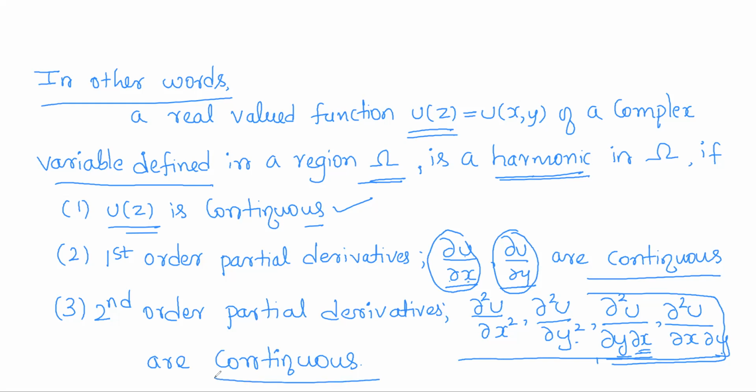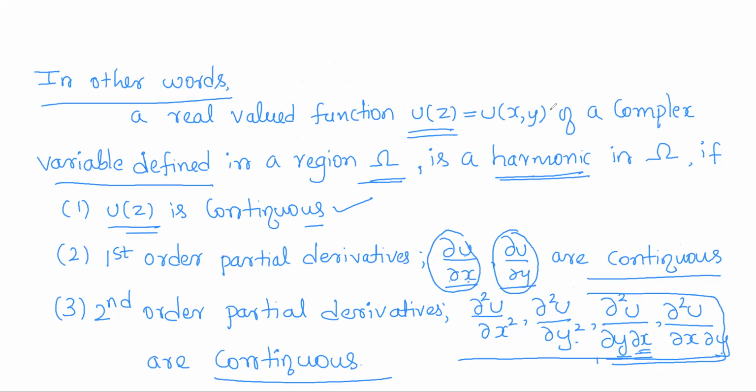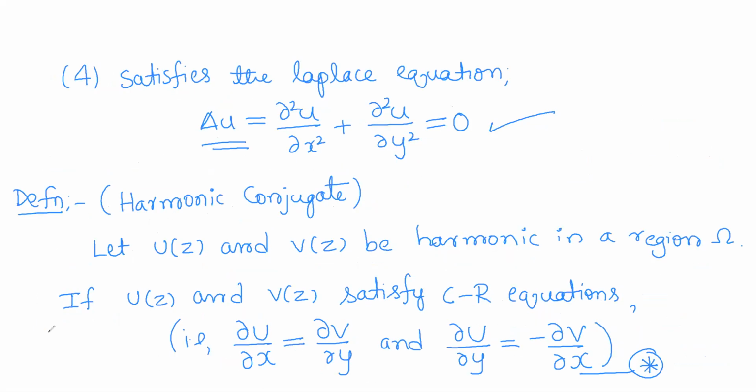So these have to be continuous. This is the third condition. And the fourth condition, u has to satisfy the Laplace equation. So any real valued function of a complex variable satisfying these four conditions is termed as a harmonic function, right? So this is the definition of a harmonic function.